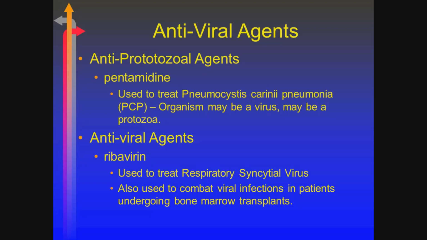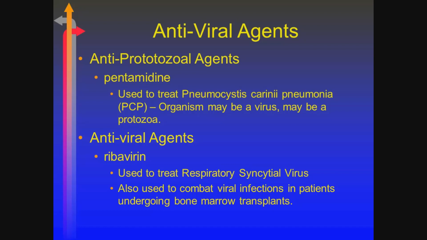There's a specific antiviral agent we talked about previously called ribavirin. It used to be used to treat respiratory syncytial virus. It still is utilized for some viral infections in patients that are immunocompromised, like going for a bone marrow transplant.